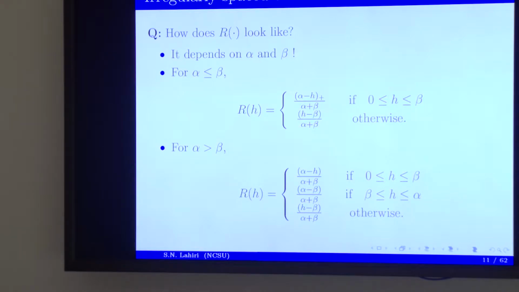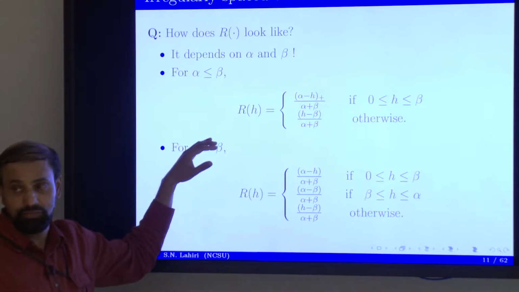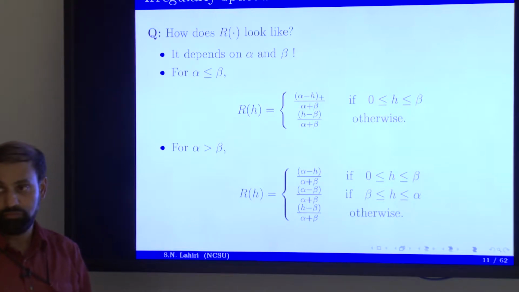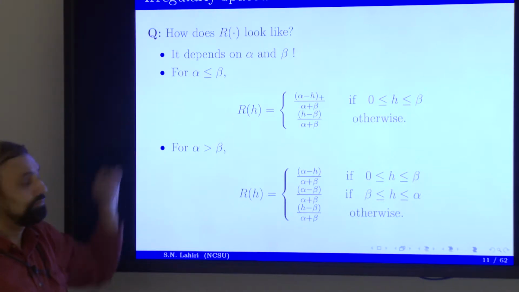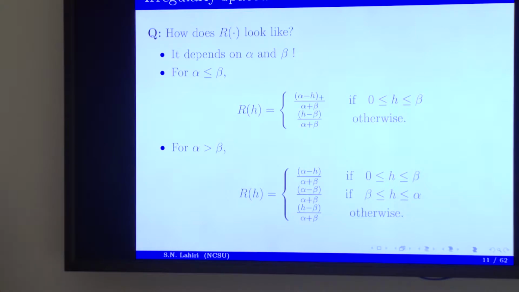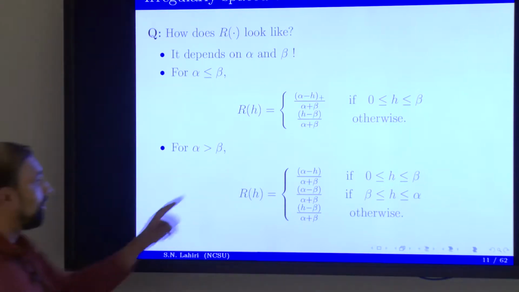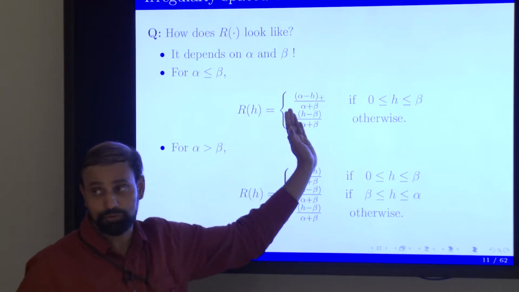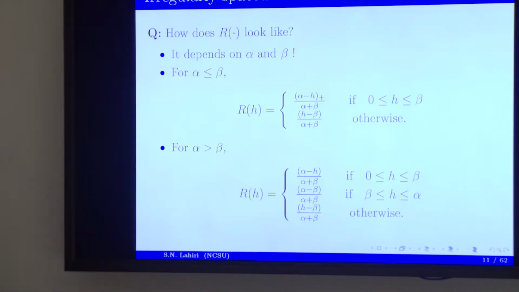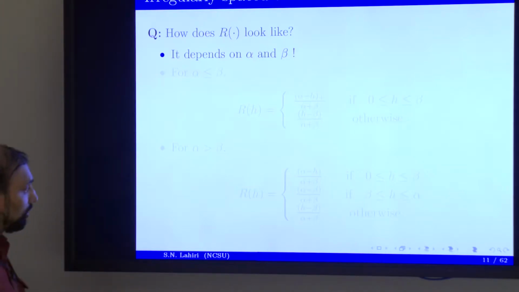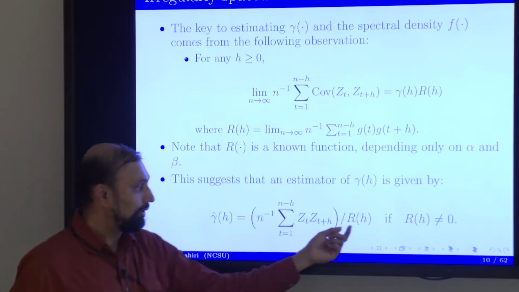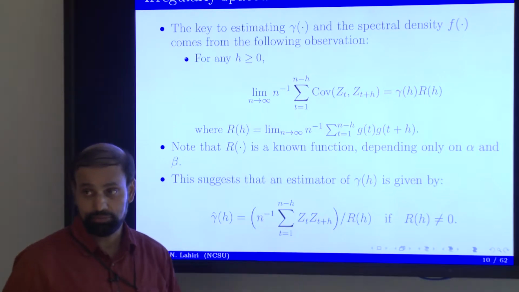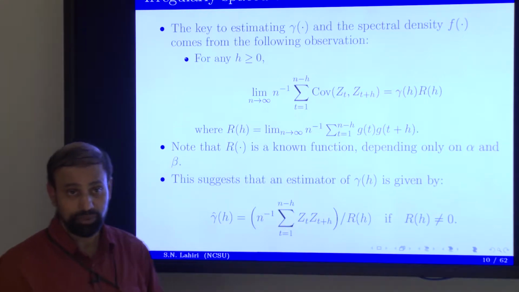So in this case, R of h is never 0. In that case, R of h can be equal to 0. So whenever this h is bigger than alpha, but it is still not up to beta, for all of those values, this is 0. Right? So when you are looking at this formula, if alpha is bigger than beta, there is nothing to worry about. So you can estimate gamma.